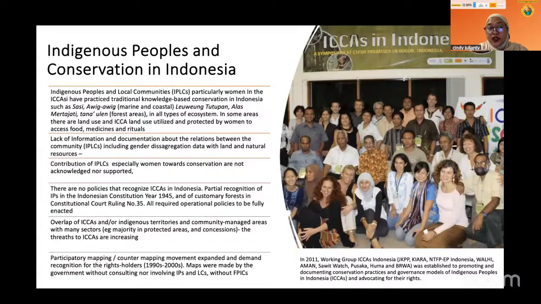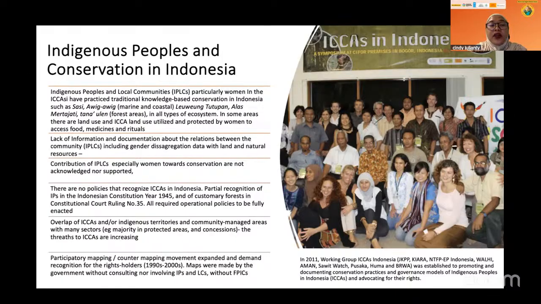So here I might just share a little bit of our stories in Indonesia on indigenous peoples and conservation. We know that Indonesia is an archipelagic country, pretty huge, with diverse ecosystems, diverse cultures and indigenous peoples, particularly women. Here, they have so many practices of traditional knowledge-based conservation. They have diverse names for it, like Tanah Ulen and Alas Bertajati, and some of them are even very specifically utilized and protected by women themselves.